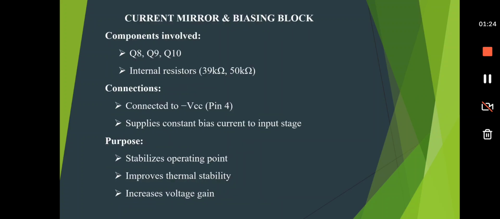So next one is biasing and stability. Behind the scenes, the biasing block includes transistors Q8, Q9 and Q10, and maintains a constant internal current. This ensures the amplifier stages are thermally stable regardless of temperature changes.